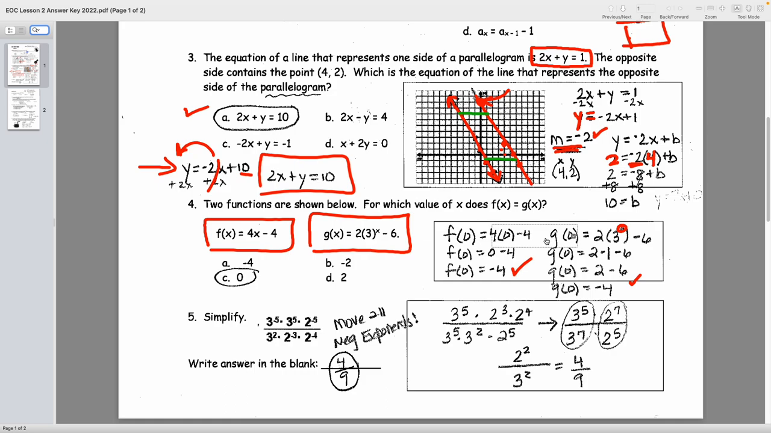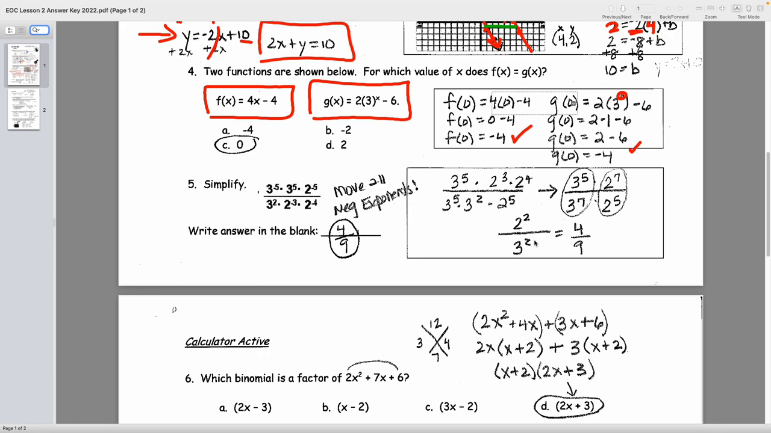All right. Number 5. So without a calculator, and you're doing just an exponent problem like this, first thing you always want to do, to simplify it, is move all your negative exponents so that they are positive. So I did that. Felix?